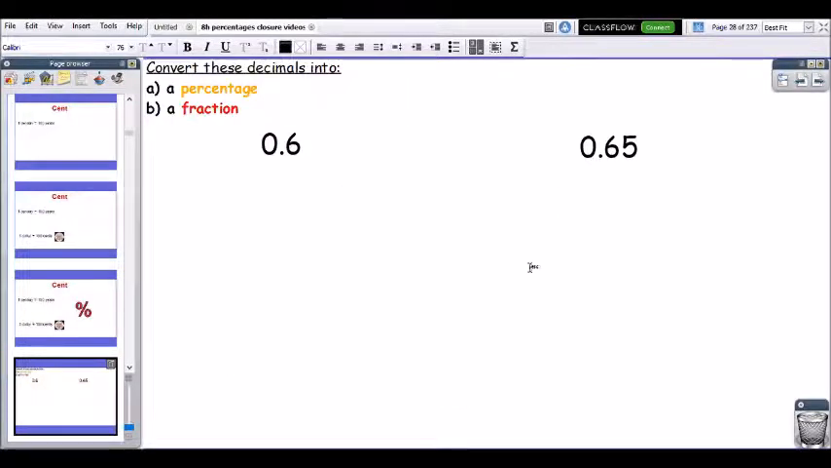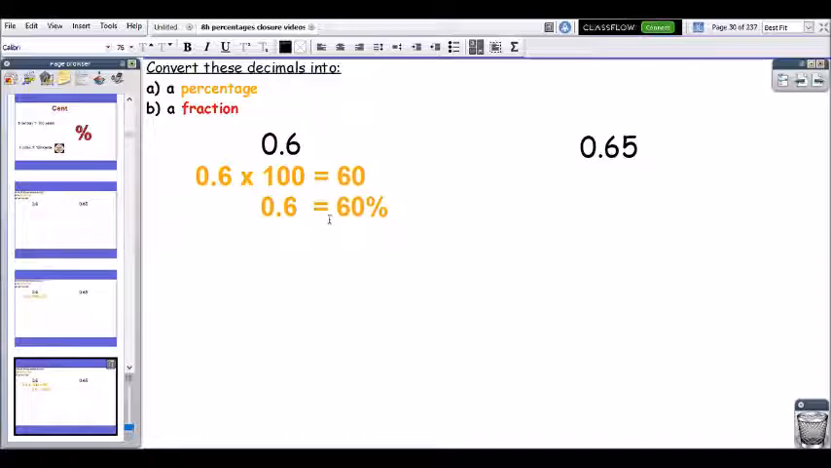We're going to try 2 examples. We're going to start off with a decimal, and we're going to do 2 things to it. We're going to convert it to a percentage, and then we're going to convert it to a fraction. We know from earlier on how to convert a decimal to a percentage. It's quite an easy calculation. I take my decimal 0.6, multiply it by 100 to get 60, so I've got 60%. Okay, so I've done part A already.